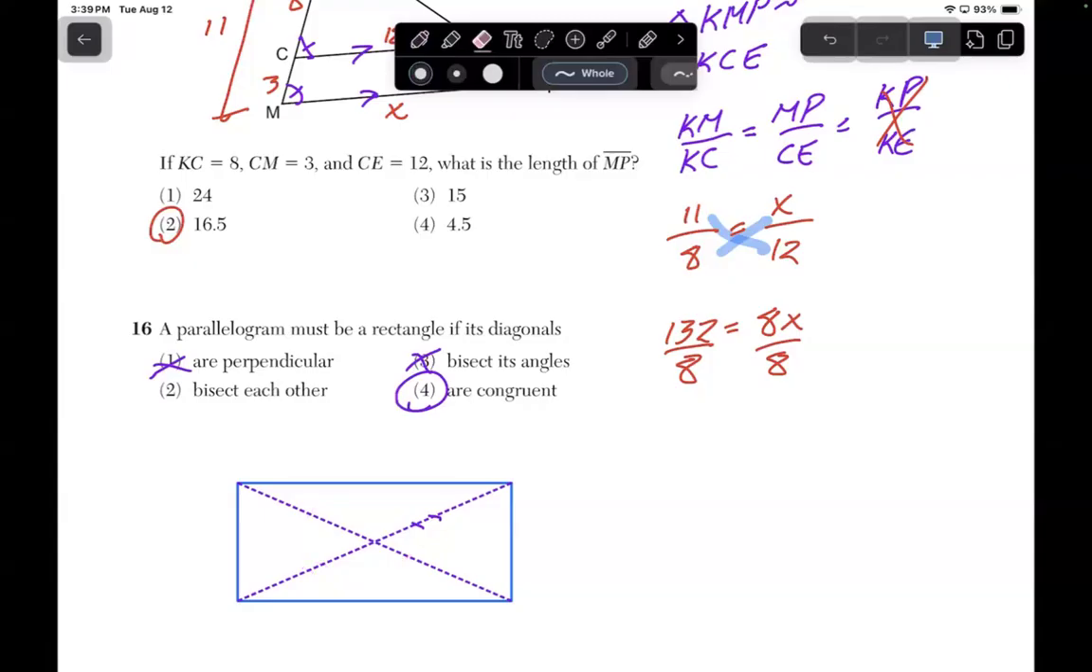So number two is also true, but it doesn't have to be a rectangle. So that's the key word there. Must be a rectangle. So this could be a parallelogram. Meaning it could be something like that.